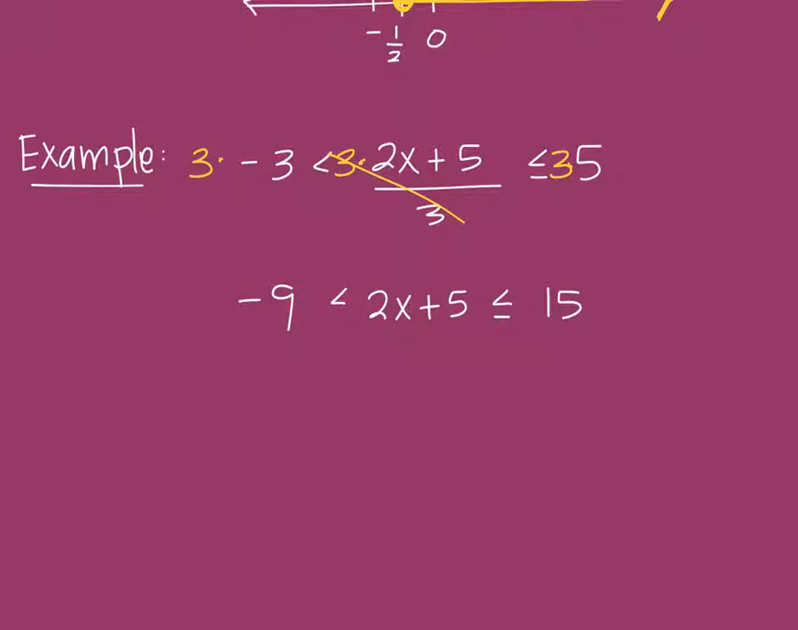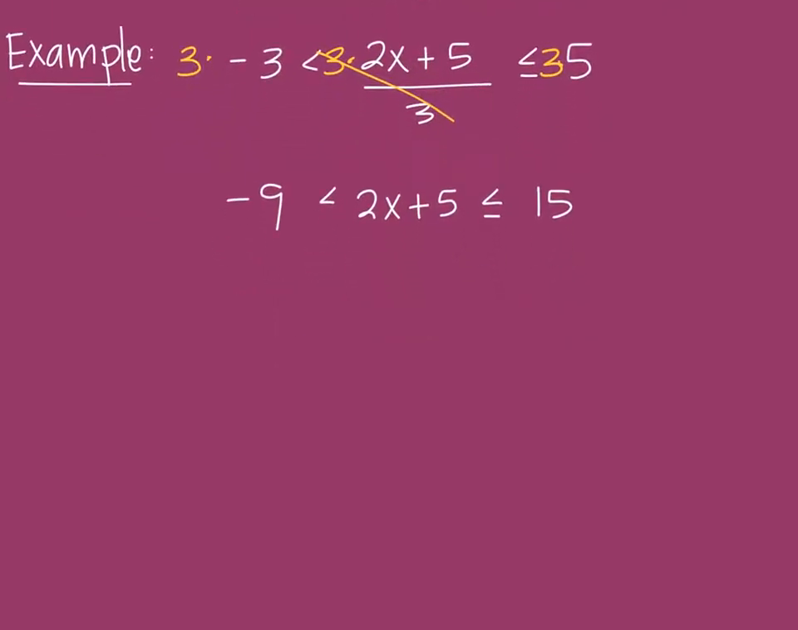Whatever you decide to do, you have to do it to all three parts of an inequality, not just the left and the right side, but there's a middle side too. What's next? Subtract how much? Subtract 5. Okay, I want to take the 5 away. You always look at the middle. But then you got to do it on the left side and the right side also. So I'm going to subtract 5. I don't have to switch the signs because I'm subtracting. So I'll have -14 less than 2x less than or equal to 10.